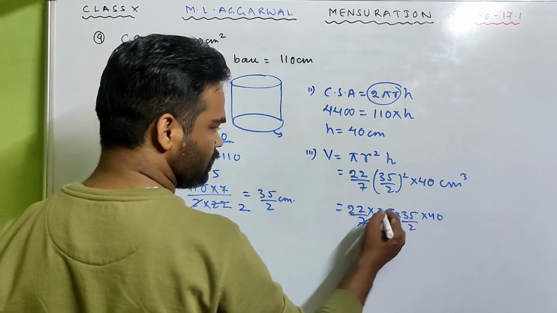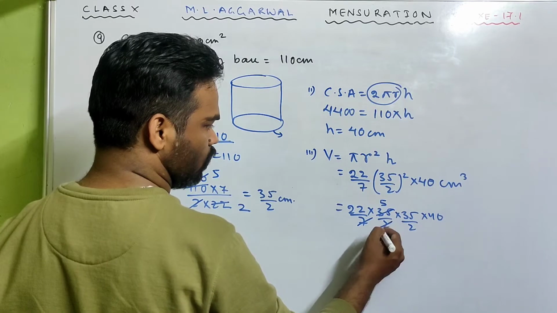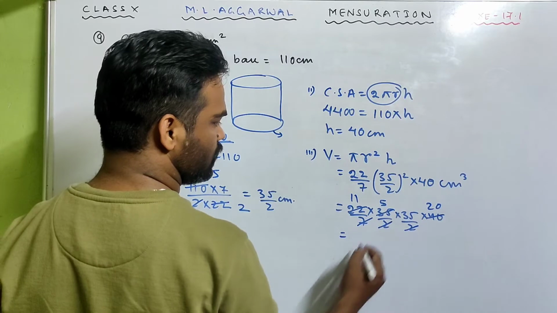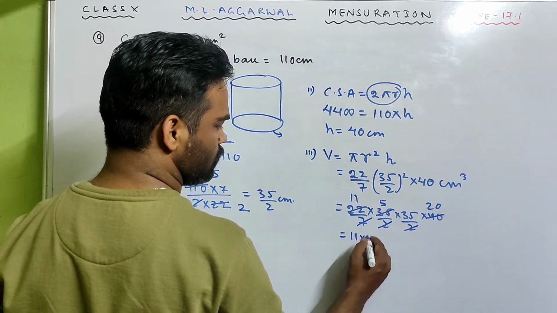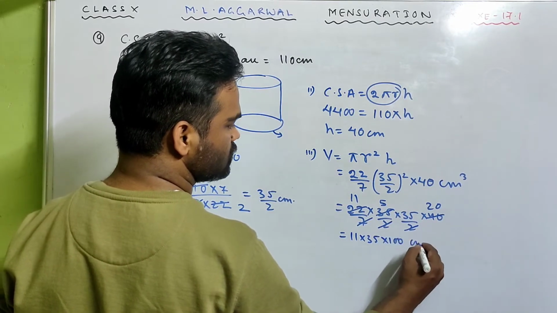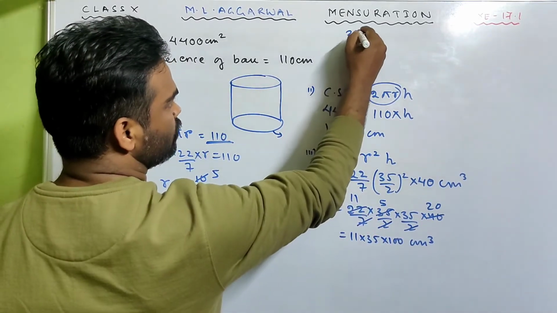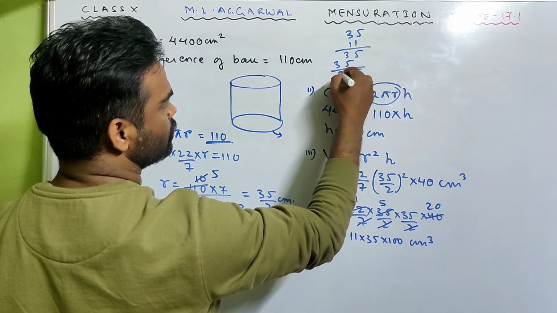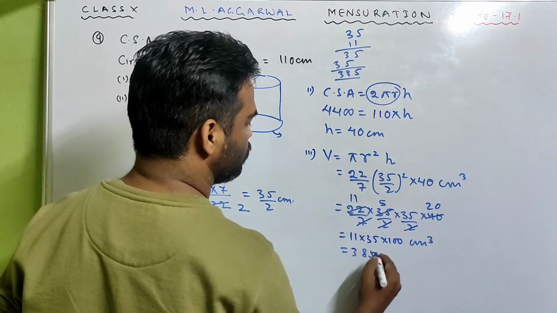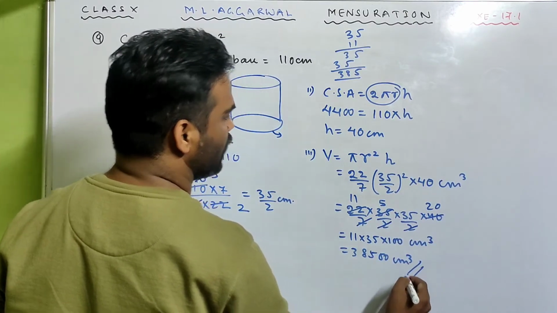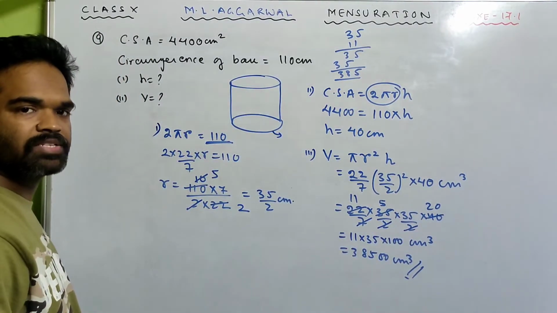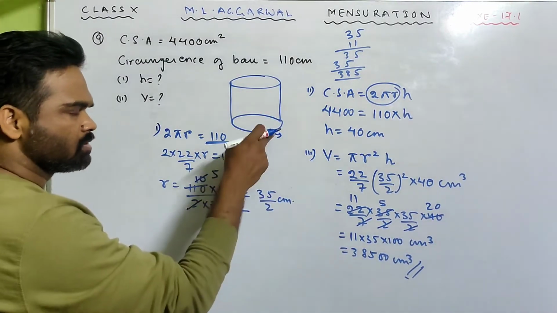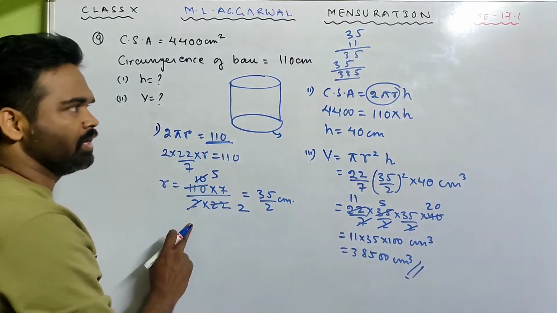Simplify it. 7 1 time, 7 5 times. 2 1 time, 2 11 times, 2 1 time, 2 20 times. 5 into 20 is 100. So 11 into 35 into 100 centimeter cube. So 35, 11 times gives you 38500 centimeter cube, and that is the volume, pi r square h. Done. Straightforward. Use the formula, you will get the answer. Circumference of the base, which means 2 pi r, you get the radius.